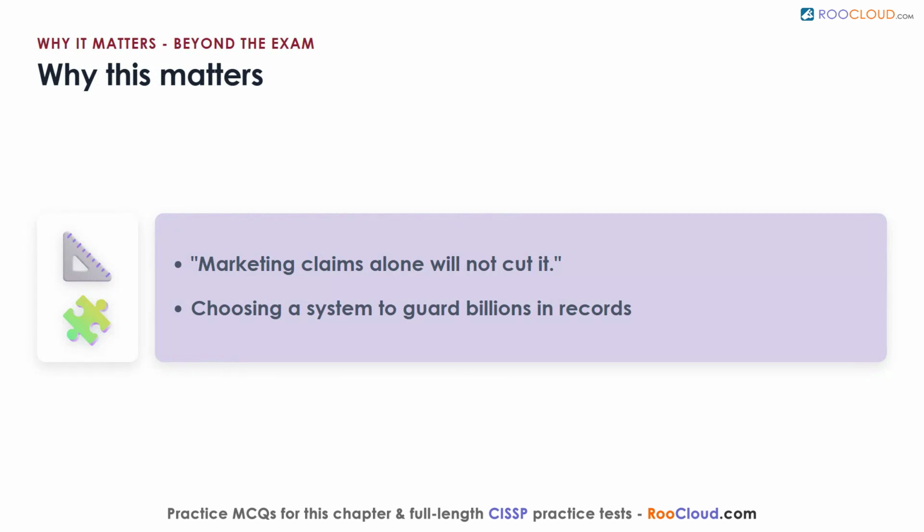Why does this matter beyond the exam? Because at some point you will help choose a product for a high-stakes environment, and marketing claims alone will not cut it. Picture a central bank shopping for a system to guard transaction records worth billions. They cannot simply trust a vendor brochure. They need independent proof. Understanding evaluation frameworks lets you compare products on evidence, not promises, and lets you sign off on a system with real confidence.